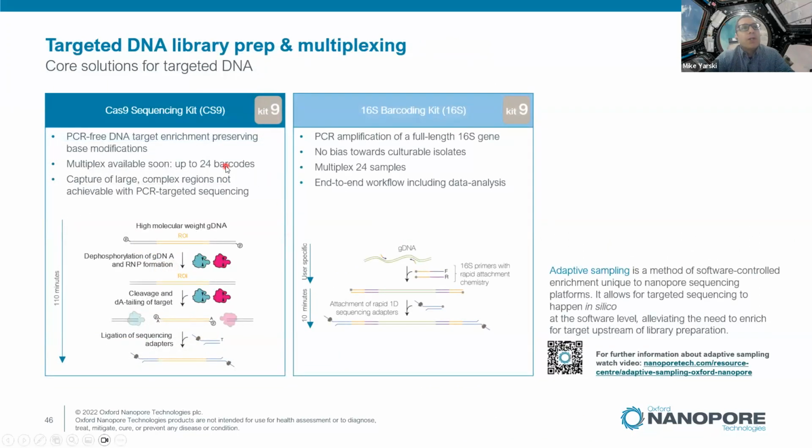We do have targeted sequencing as well. So with CRISPR-Cas9, you can define your region of interest and design your CRISPR-Cas9 guides. It will cut out your region of interest, then end repair, and sequence. And then also, of course, we have adaptive sampling and then targeted 16S barcoding.